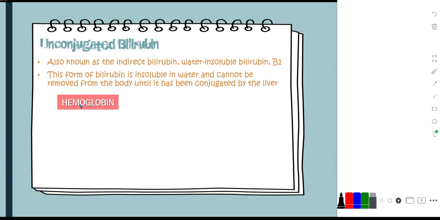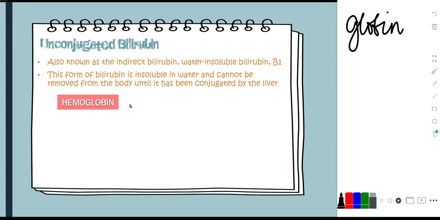So remember that hemoglobin has two components, the heme and the globin component. The globin component, guys, which is composed of proteins, particularly amino acids, will be recycled by the body. So the amino acids in the globin component of your hemoglobin will be recycled back to the amino acid pool so that later on, it could still be used by the body.